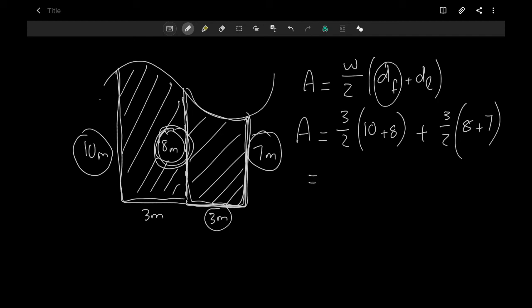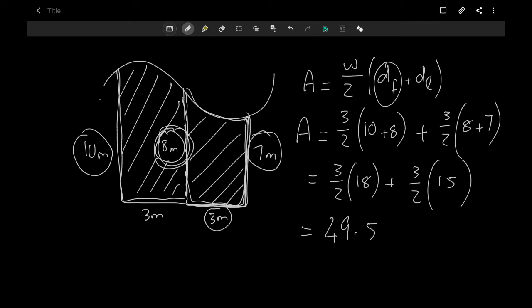So let's see what we get. It will be 3 over 2 multiplied by 10 plus 8, that's 18, plus 3 over 2 multiplied by 8 plus 7, that's 15. Plug all of this into your calculator. You get 49.5 meters squared.